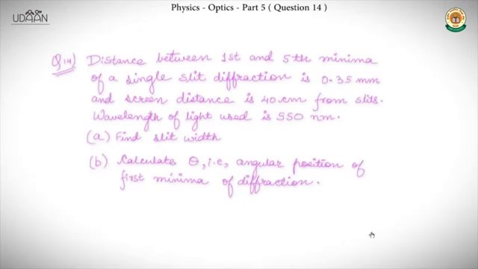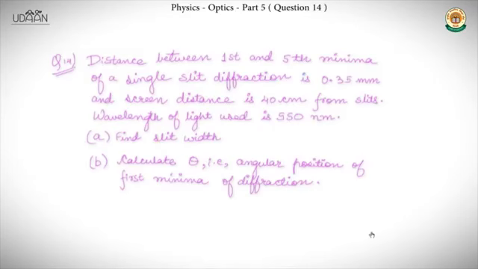This is a question based on diffraction. The distance between the first and fifth minima of a single slit diffraction is 0.35 mm. So we know that for n being 1 and 5, we have the distance between the two. The screen distance is 40 centimeters from the slit, that is, capital D is also given. The wavelength of light used is 550 nanometers, so lambda is also given. We have to find the slit width, that is a, and we have to calculate theta, the angular position of the first minima of diffraction.